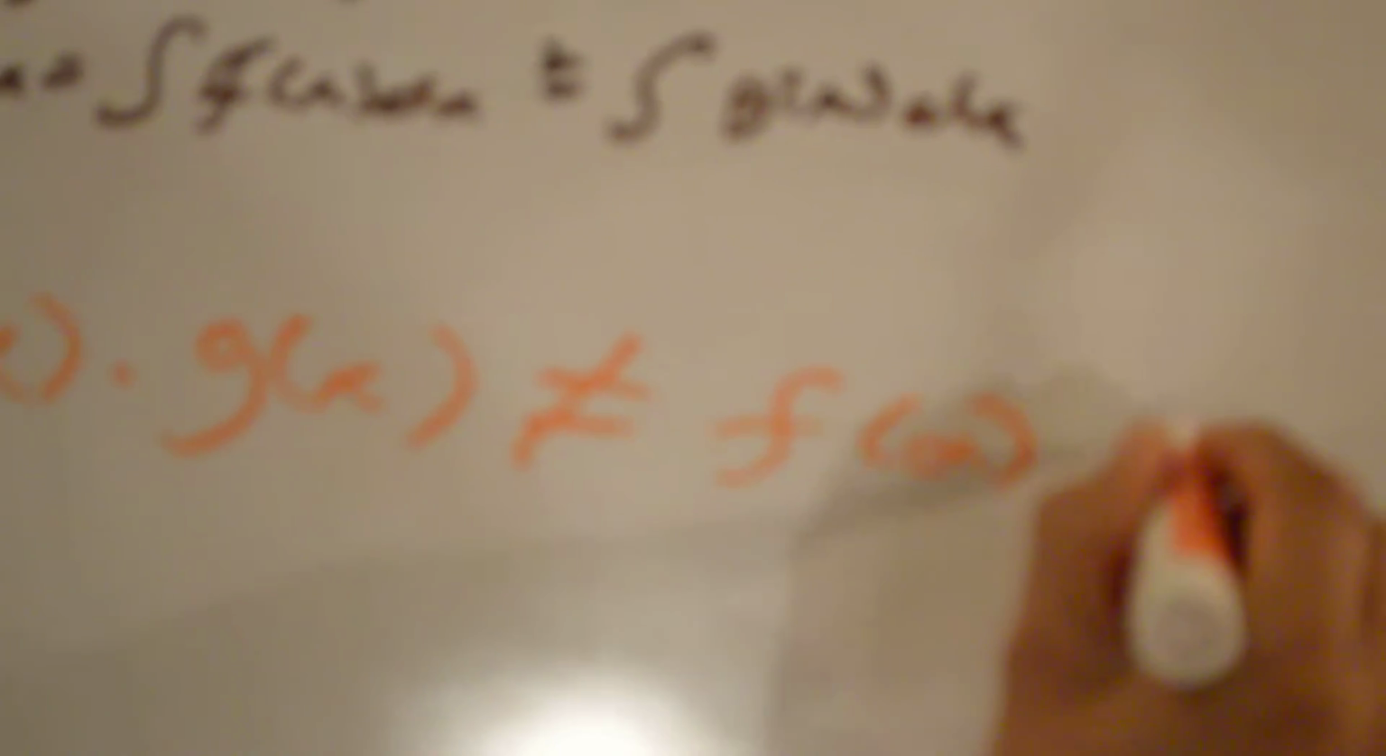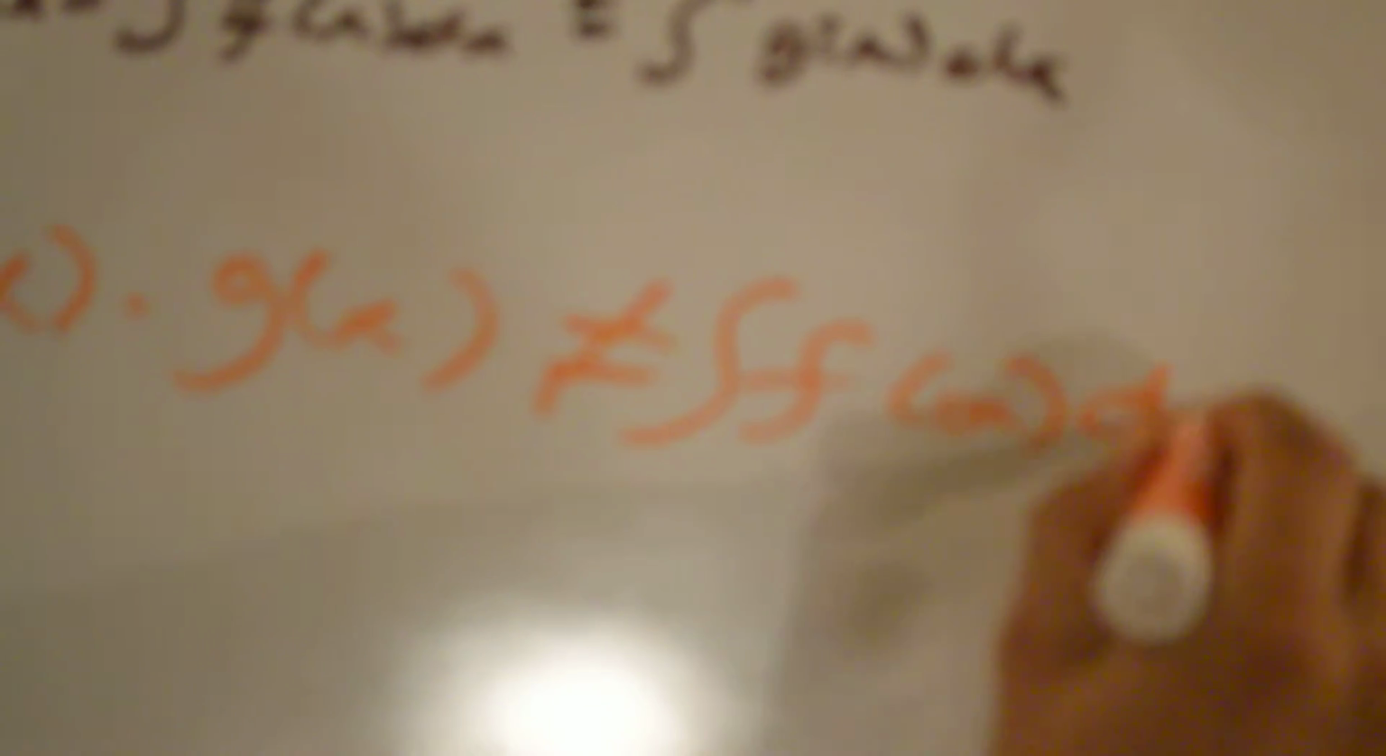But let's say it was f of x times g of x, you cannot split them up. Sorry, you can't do that because that's wrong. That's not one of the properties. So remember, it's just for adding, so addition and subtraction, but not for multiplication or division.